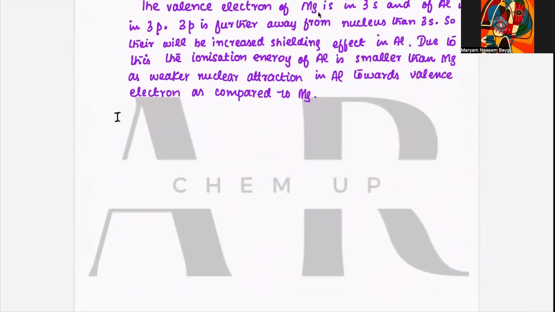No, three. Actually, the third shell has 3 subshells. The first one has only 1 subshell. The second shell has 2 subshells. The third shell has 3 subshells, and the fourth shell has 4. That's it. The third subshell is represented by D, and the fourth is represented by F.